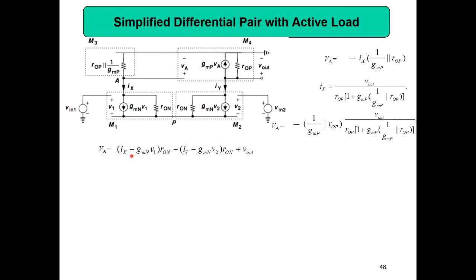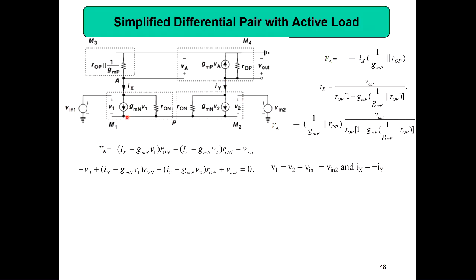So what is Va? Va equals this voltage. So you can apply Kirchhoff's law. When you apply KVL, Va equals Ix minus Gmn V1, into RON, this voltage, then minus Iy, because here it is coming, Iy minus Gmn V2 into RON plus Vout. That is because this is a branch, and then we can rearrange and make it 0. And V1 minus V2 is equal to Vin1 minus Vin2. And then Ix equals minus Iy, because Ix should be equal to minus Iy.